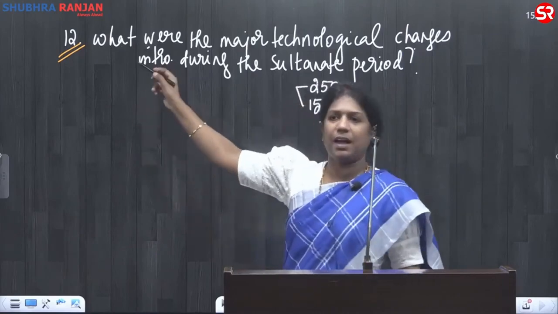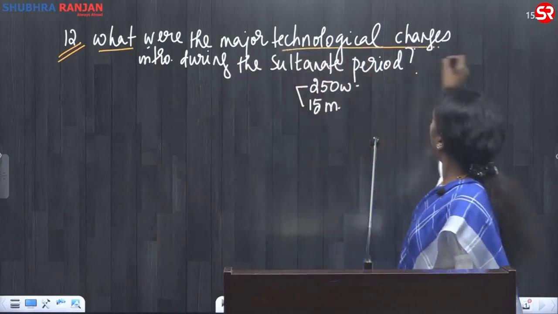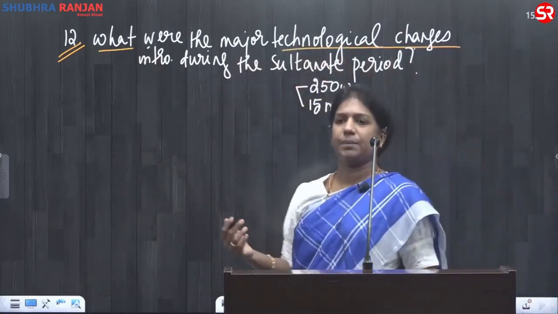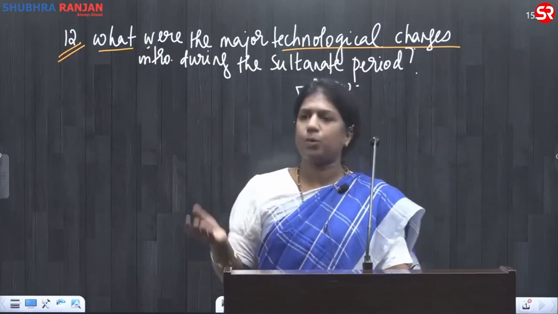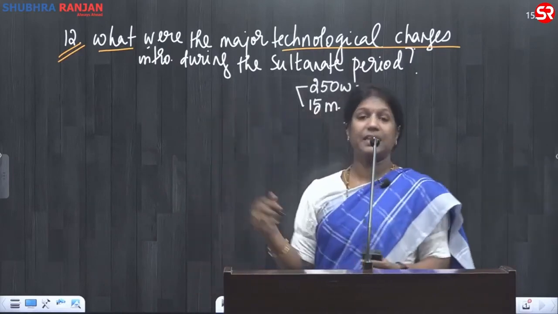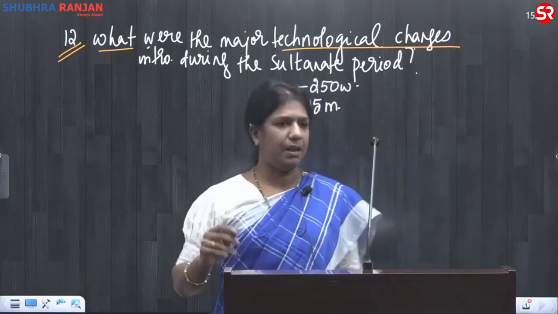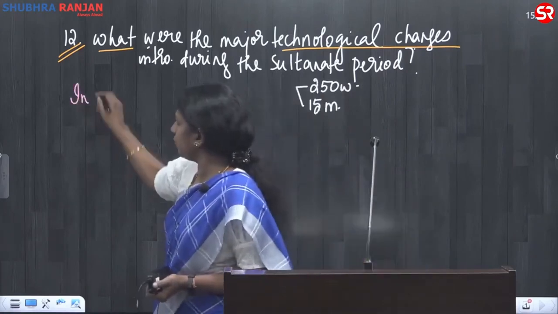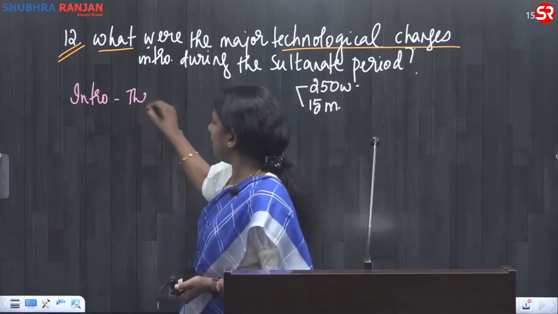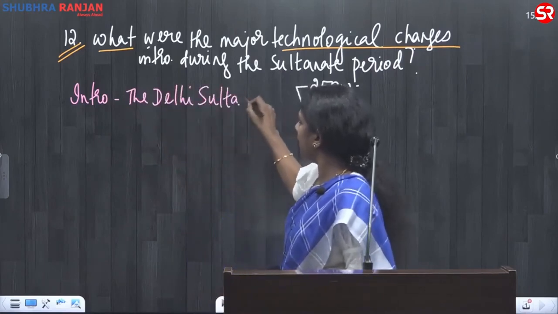So the question starts with what? They're going to ask you what were the major technological changes. So what is technology? When you apply science, it becomes technology. So what were the changes introduced during the Delhi Sultanate period? It's a very direct, simple question. So in the introduction, what are we going to write? We are going to write about the Delhi Sultans or the period of the Delhi Sultanate.